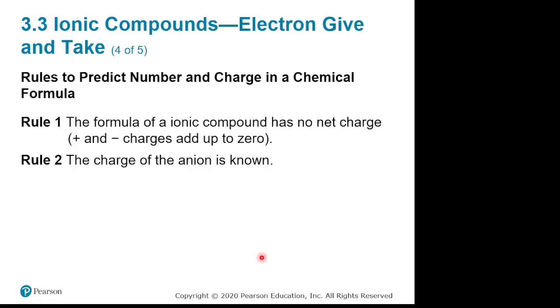Now, how can I predict the number and charge in a chemical formula? So the formula of an ionic compound is going to have a net charge that is 0. That means all the positives and all the negatives have to add up, right? And so the charge of the anion is oftentimes known. It's almost always known because the anions you may have seen are all those ones on the top right, aren't they? And they're all predictable. The cations are not always predictable because you can get transition metals, can't you?